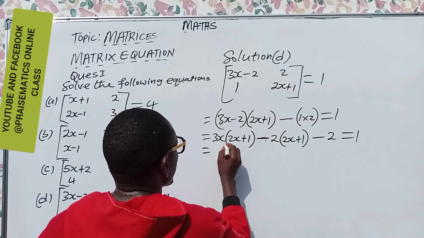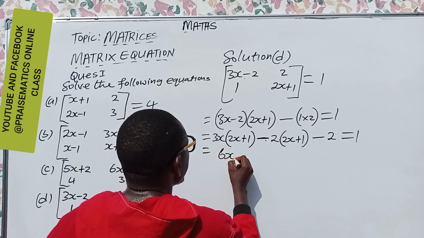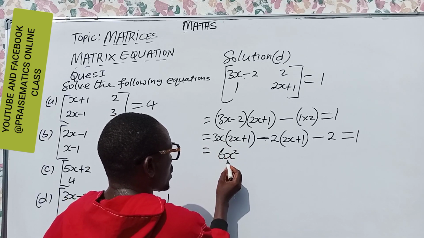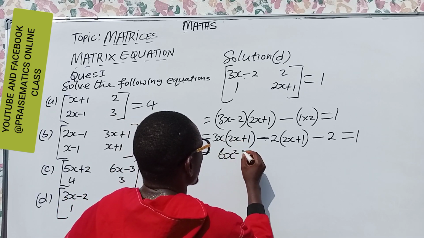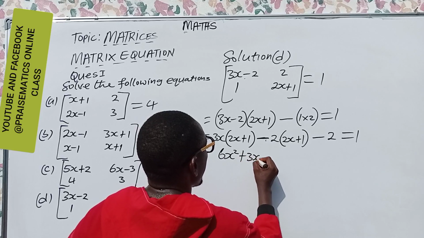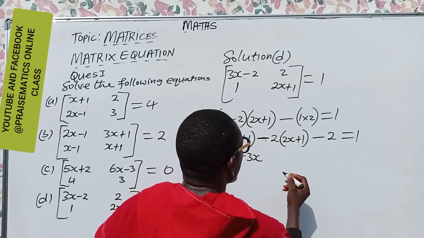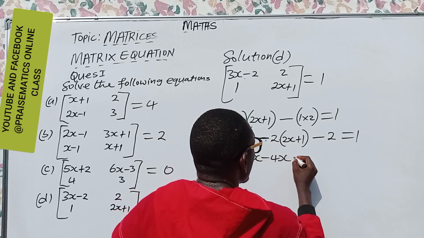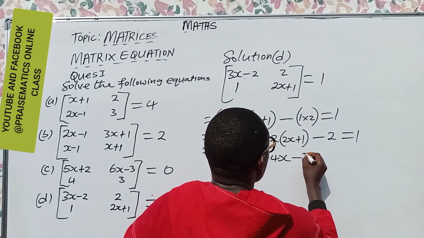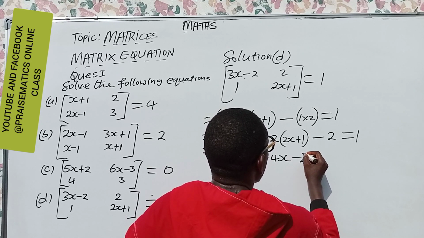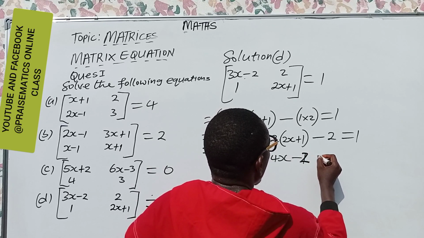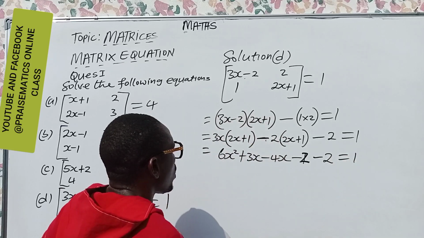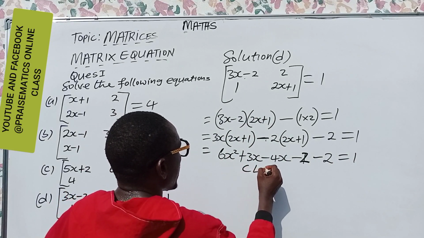3x times 2x will give us 6x squared. 3x times 1 will give us plus 3x. Minus 2 times 2x will give us minus 4x. Minus 2 times 1 will give us minus 2. Minus 2 is equal to 1. Collection of like terms, CLT.